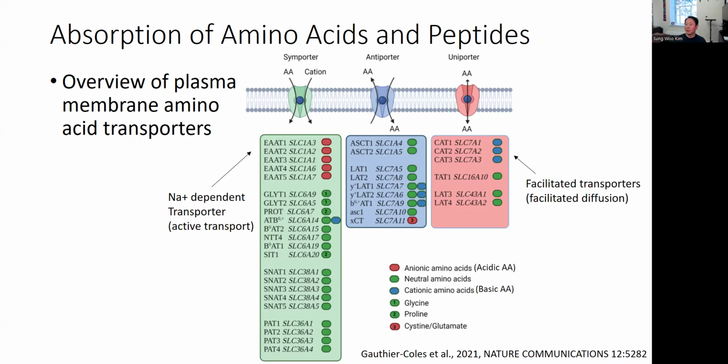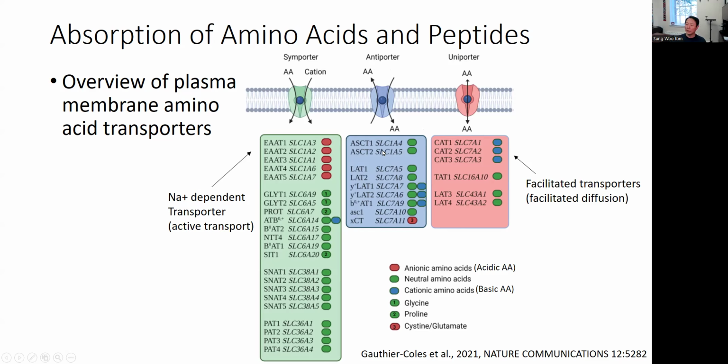Symporter means that when an amino acid is moved from one side of the membrane to the other, a cation is moved together with it. Often this is sodium or hydrogen, and the amino acid and cation are moved at the same time. Antiporter means that when an amino acid moves from one side to the other, another amino acid moves in the opposite direction, so it's a kind of exchange. Uniporter is one way: the amino acid is moved from one side to the other side.